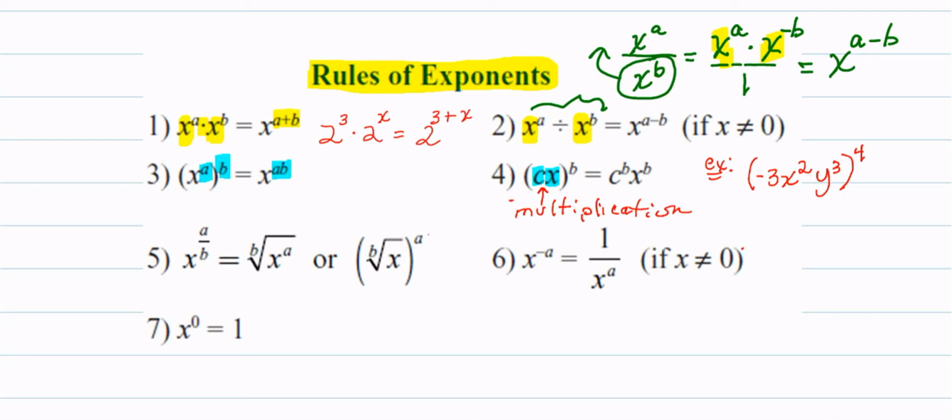Let me write that out for you. Here's what that looks like. We'll have negative 3 raised to the 4th power, times x squared, in parentheses, raised to the 4th power, times y cubed, also raised to the 4th power. So each factor gets raised to whatever that outside power is. And notice I didn't try to change any of the factors independently. I just left them like they were. I just separated it out like that.